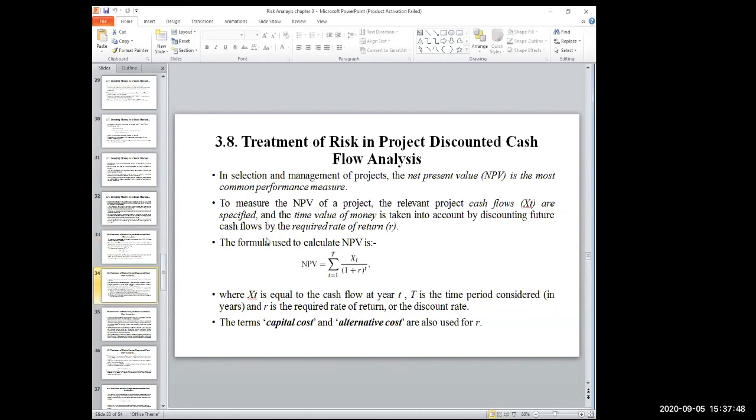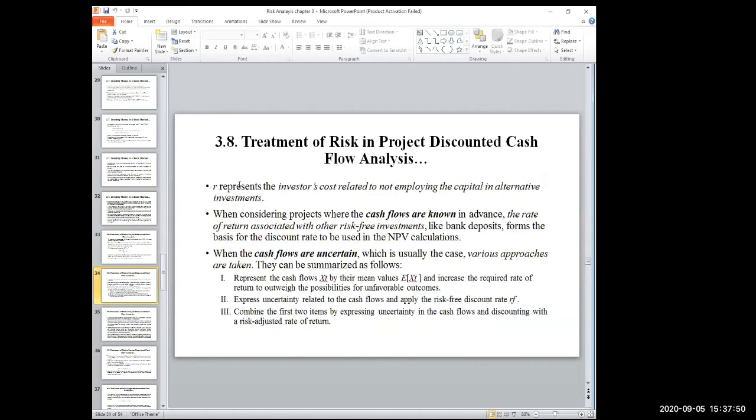Now, generally required rate of return or market rate, or we can say capital gain. This is the investor's cost related to not employing the capital in an alternative investment. It is the cost to the investor because he did not consider other alternative investments.